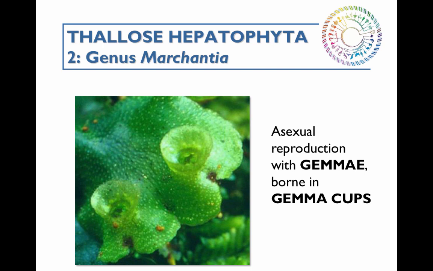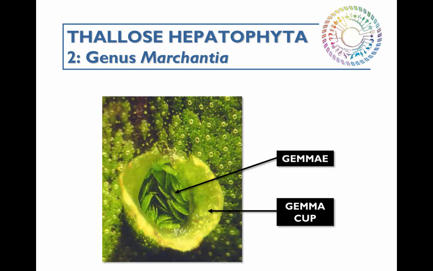Now, before I stop talking about Marchantia, I just want to give you a bit of information about asexual reproduction. Because several of the photographs and the diagrams I've shown you have included these structures, which are called gemma cups, small cup-like structures on the upper surface of the thallus plant body. And if you have a look inside these gemma cups, we can see small structures which are known as the gemmae.